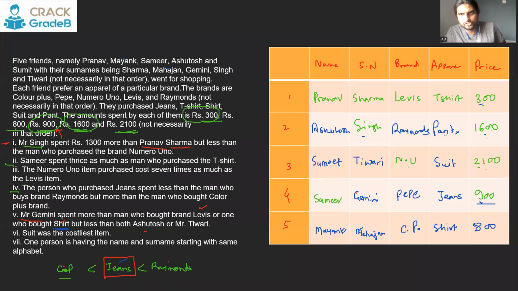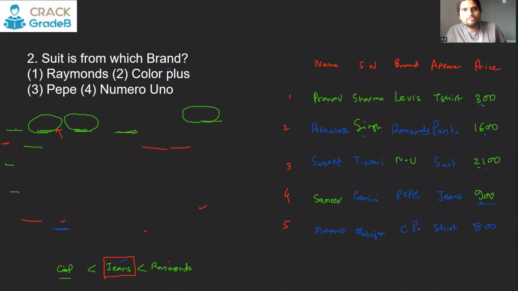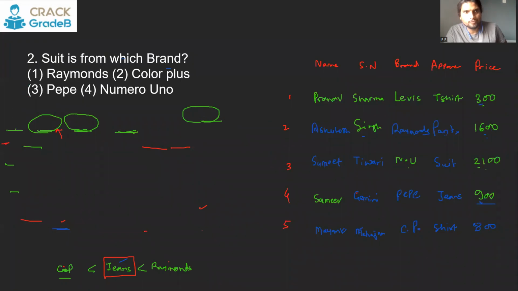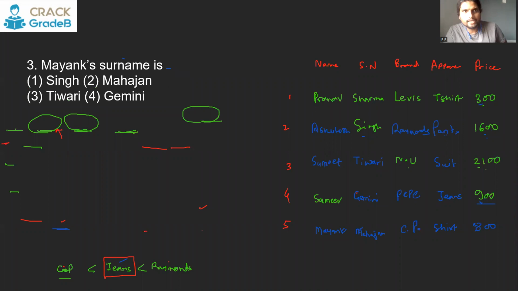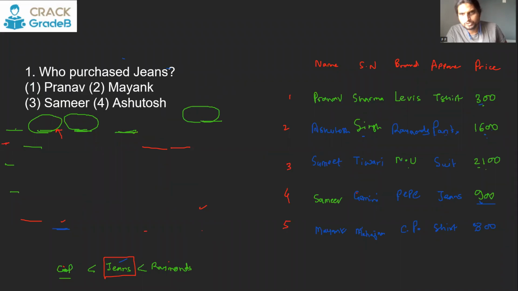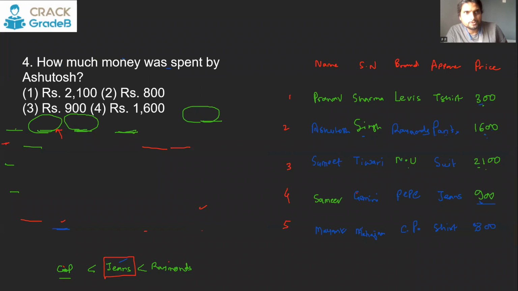Who purchased jeans? Jeans is purchased by Samir Gemini. So the answer is option number 3, Samir. Suit is of which brand? We know suit is of Numero Uno, option number 4. Mayank's surname is, as you know, Mahajan. How much money was spent by Ashutosh? Ashutosh is spending 1600. Option number 4.